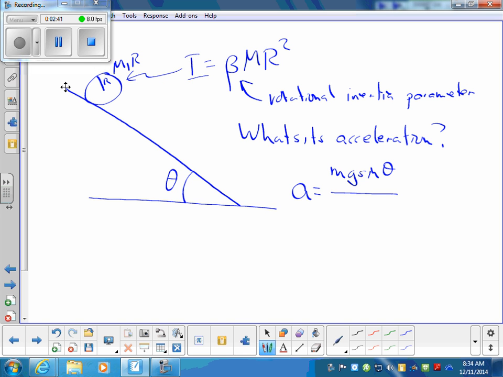And this is tricky. What will there be in the bottom, hiding in there somewhere? A beta. There's definitely going to be a beta.